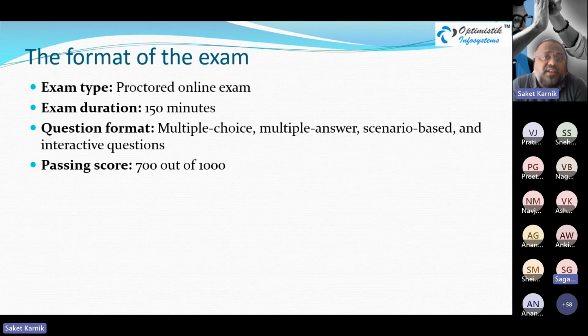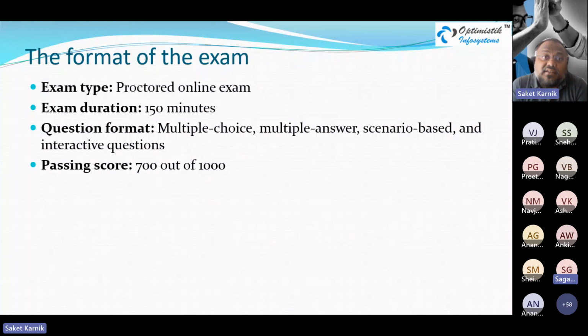Enough light should be there. There should be a good quality camera. There should be a good quality microphone. And basically, proctored means it will be continuously invigilated by someone with the help of your microphone and camera, so that they keep track that no malpractice is being followed to clear the exam. I mean, cheating in simple terms.